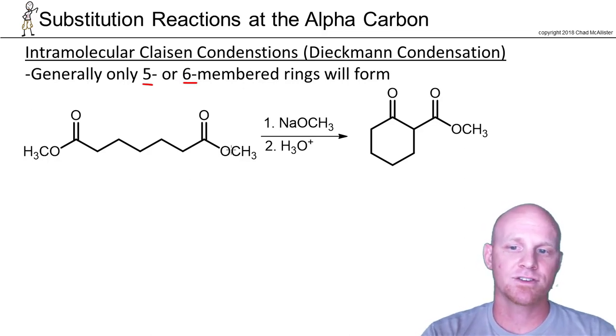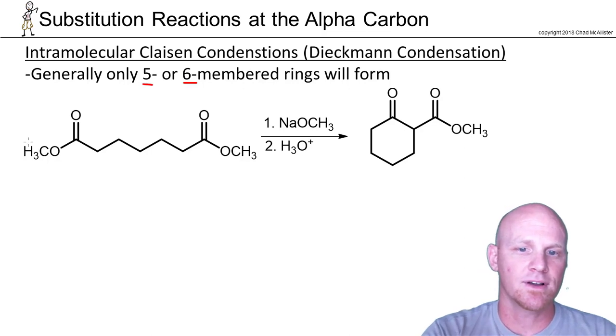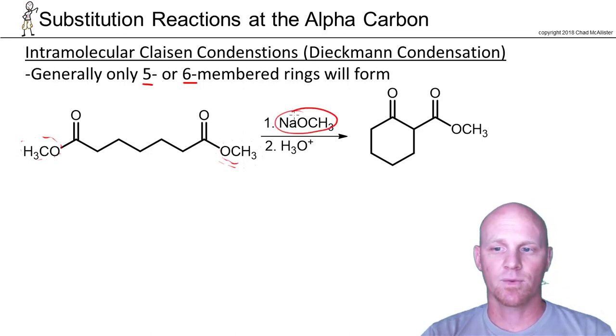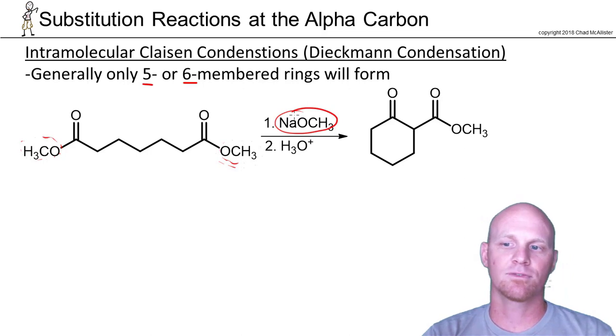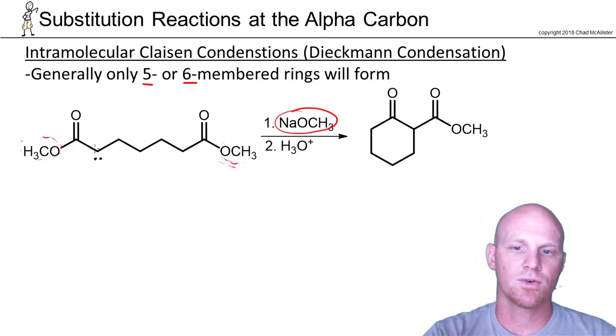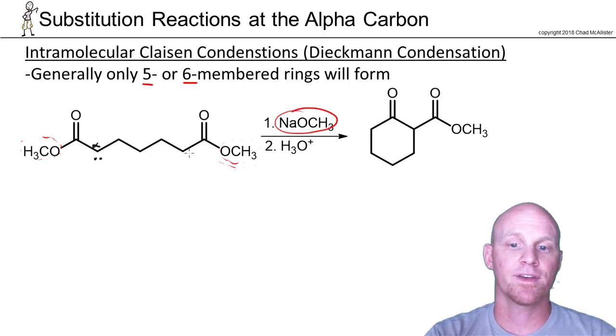So if we look at the lovely diester I've got down below here, I've got a methoxide leaving group on my esters, and that's why I'm using sodium methoxide as my base. So again, whatever the leaving groups of my esters are, that's what I'm using as my base. In this case, this thing's symmetrical, so whether I show deprotonating the alpha carbon on this side or on the other side, that's the enolate I'm going to form. And then it could react with the ester on the other side.